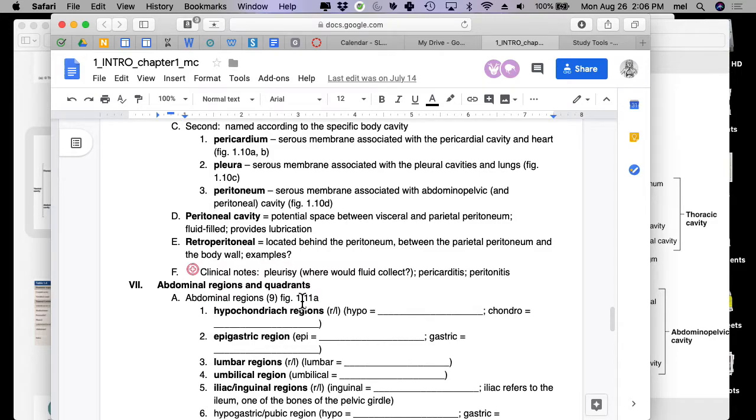Visceral pericardium. This is a noun. Okay. Same thing with pleura and pleural. Does that make sense? Okay. So it takes a little practice, but you guys can totally do it.